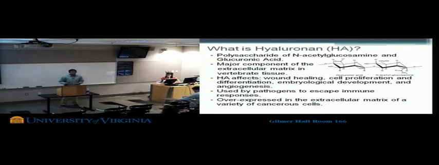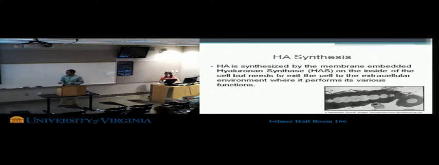It composes a major part of the extracellular matrix of most vertebrate tissue and affects such processes as wound healing, cell proliferation and differentiation, embryological development, and angiogenesis. It's also used by many pathogens such as Streptococci species to encapsulate themselves in a coating to escape immune response. It's also overexpressed on many cancer cells for anchorage-independent growth.